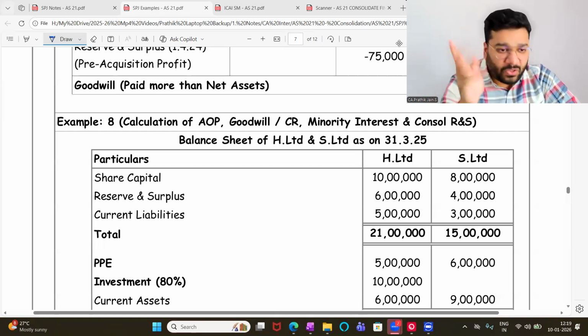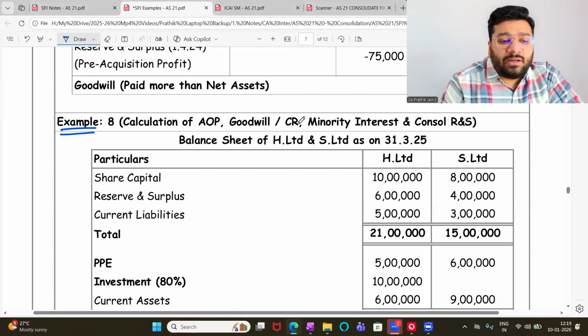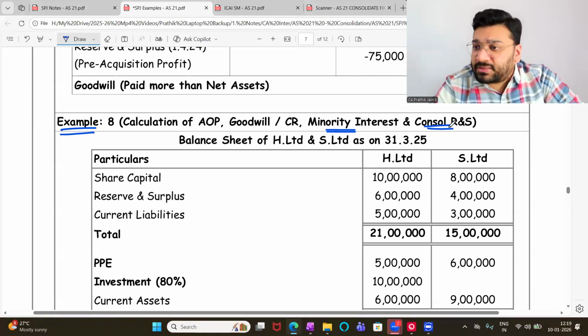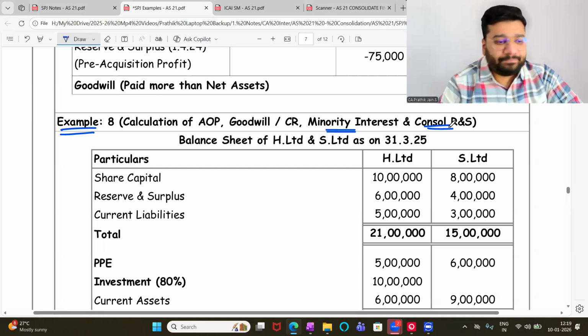Okay. Now I'll continue with example 8, in which we'll also learn 2 more working notes today, which is how do we calculate minority interest, and next is consolidated reserves and surplus. With this, almost 50% plus consolidation is done.